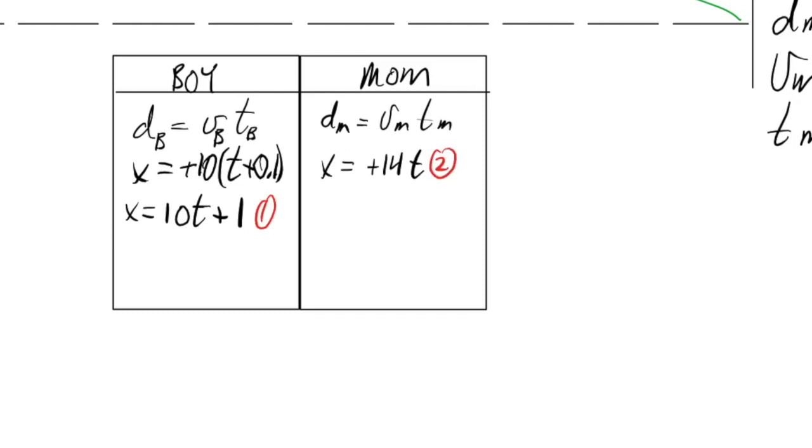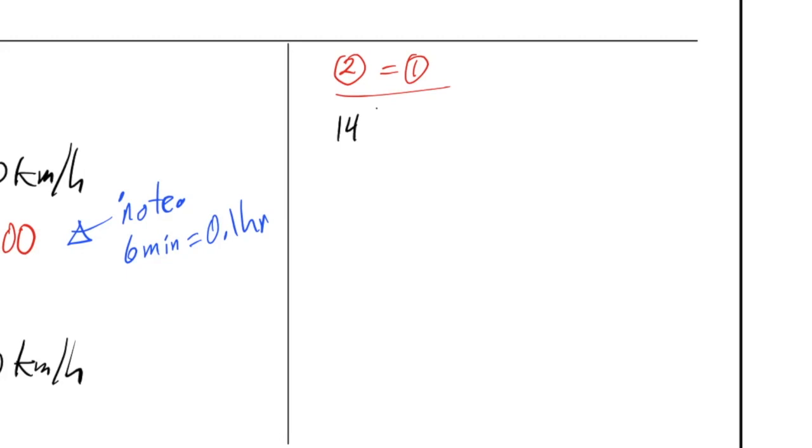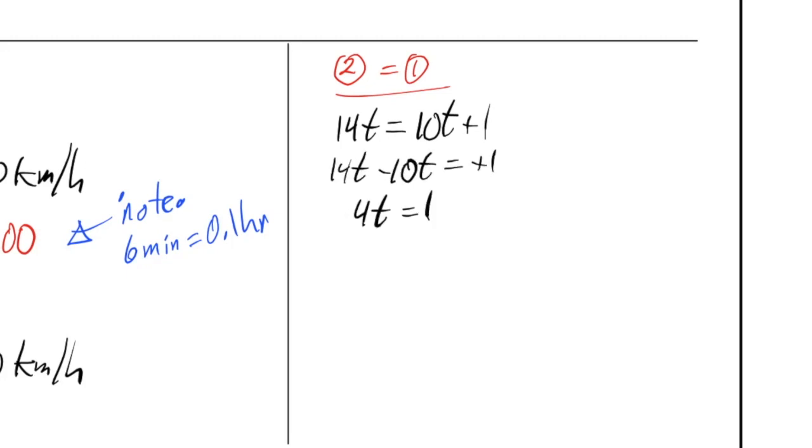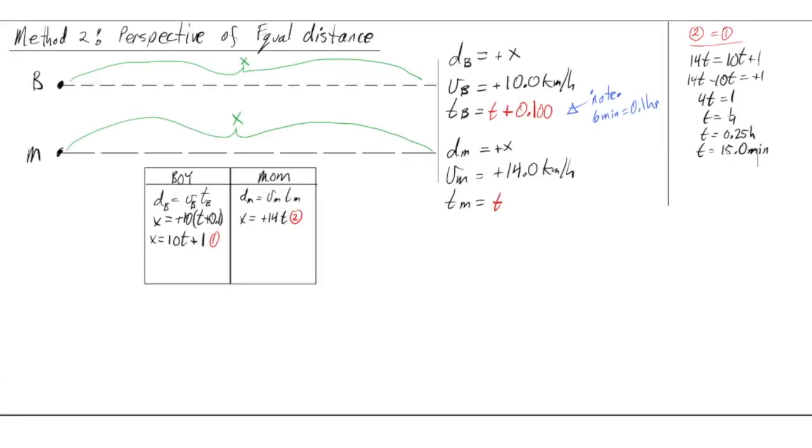Equation 1, equation 2. We're going to set them equal to each other, and we're going to do the exact same thing we did before. I'm going to do 2 equals 1. So that gives me 14t is equal to 10t plus 1. Bring that 10t to the other side, becomes subtraction. 4t equals 1. T is equal to 0.25 hours, which is 15.0 minutes. It's the exact same answer as we did before. All right, so it doesn't matter which way we do it. We're going to get the same answer.